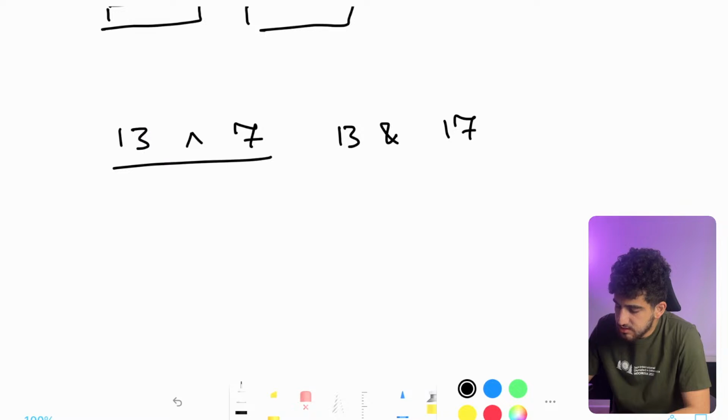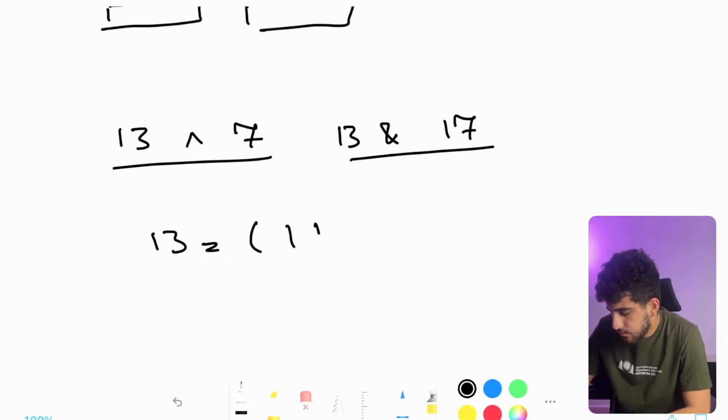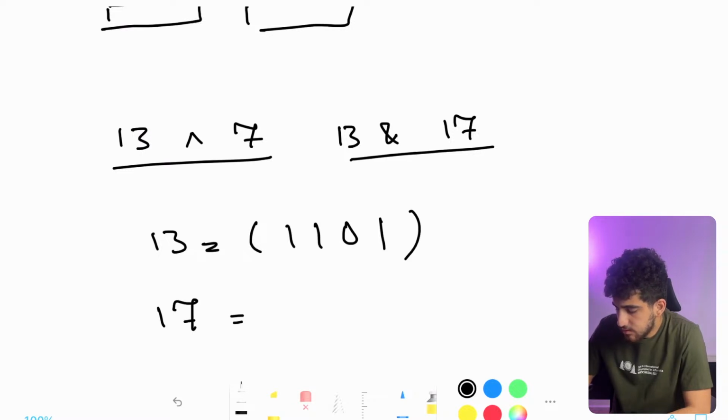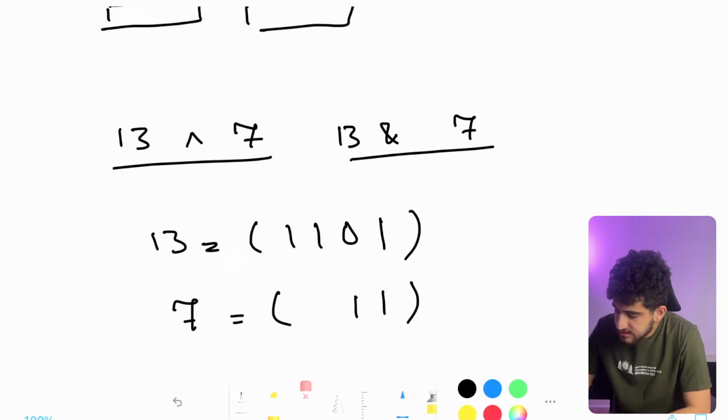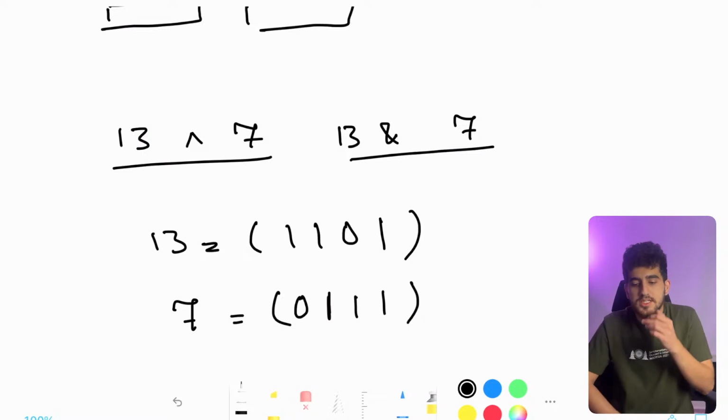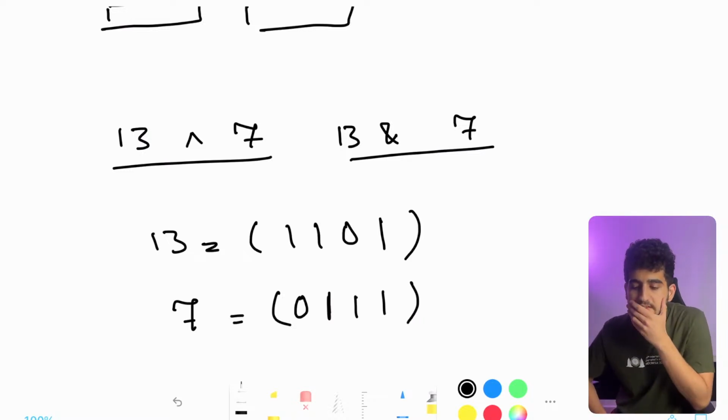Let's write them in base 2. 13 in base 2 is gonna be 1, 1, 0, 1. 7 in base 2 is 0, 1, 1, 1. In order to make it 4 digits, I add an additional leading 0 here so that both of them have an equal number of digits. It doesn't change anything if you add an additional 0 at the beginning.